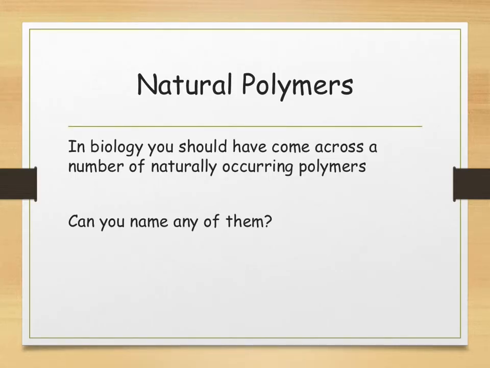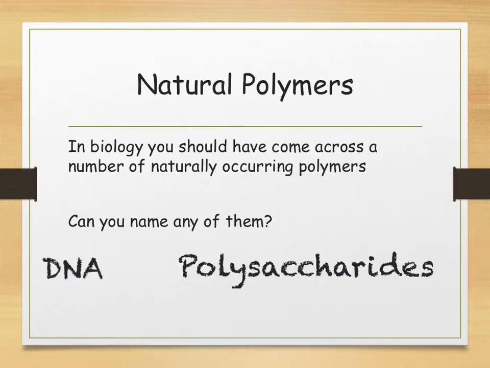During your biology GCSE, you should have come across a number of naturally occurring polymers. For chemistry, you need to know about 3. These are DNA, polysaccharides, and polypeptides.